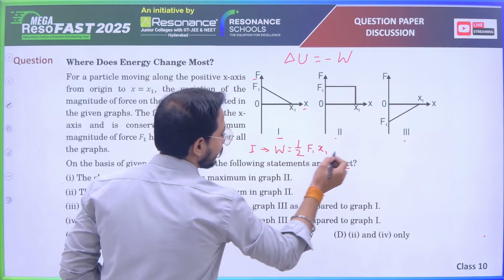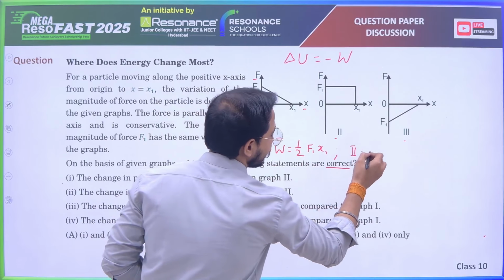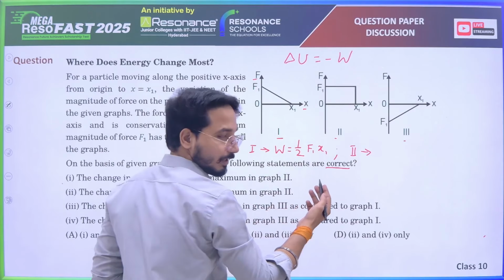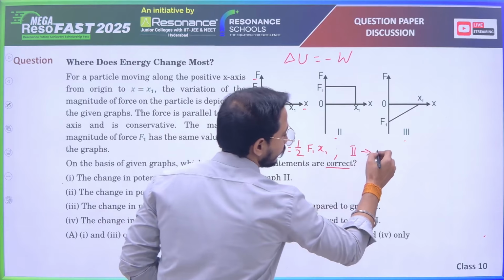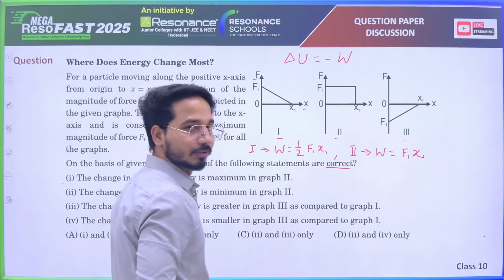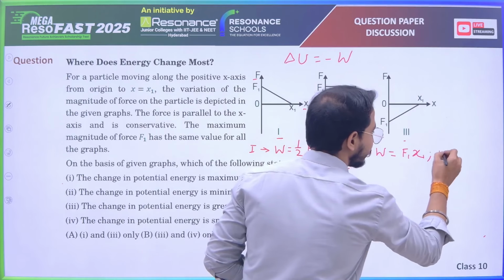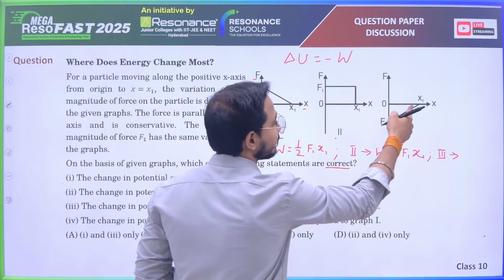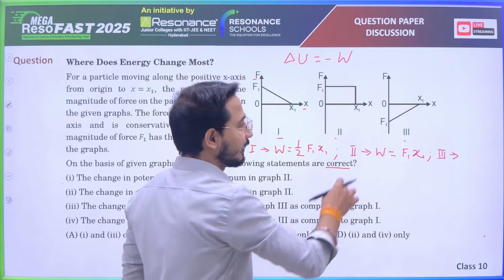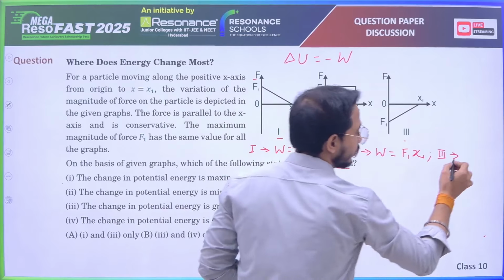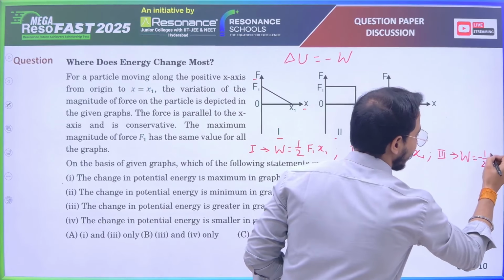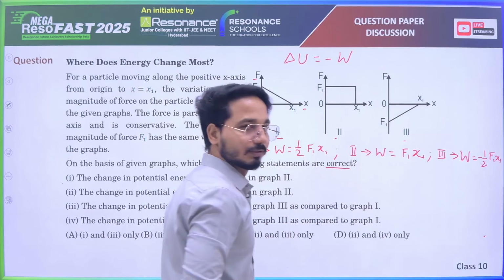In figure 2, here it seems like a rectangle. So the area of a rectangle will be length into breadth. So the work done over here will be equal to F1 x1, right? Graph 3, here it's again a triangle, but it is towards the negative side. So the work done over here will be minus half F1 x1, right?